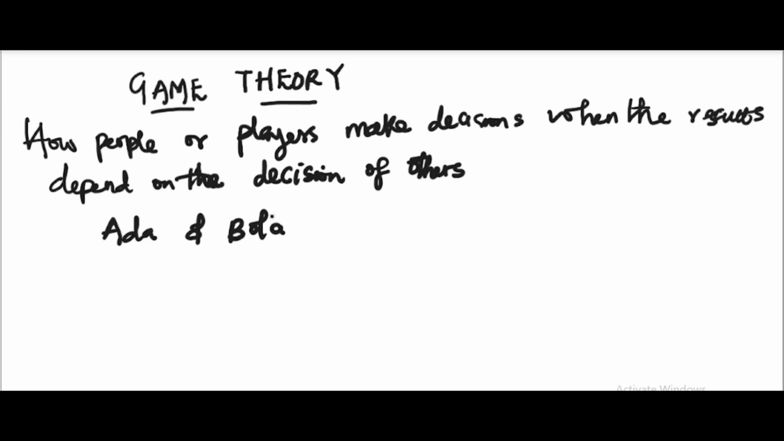Now, there are keywords you need to know in game theory before we look at examples. The first is player. A player is a person, a company or group making the decision. In this case, Ada and Bola are the players. The next keyword is strategy. The third keyword you need to get familiar with is the payoff.